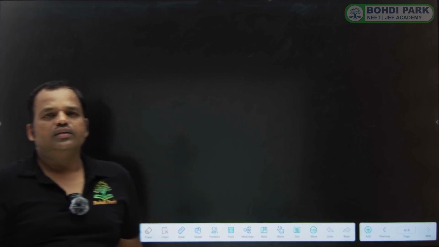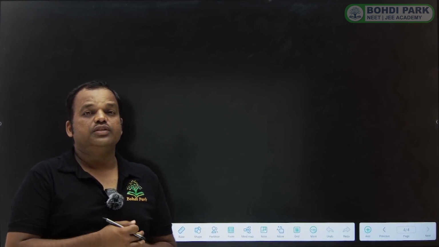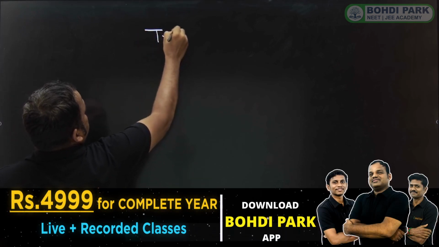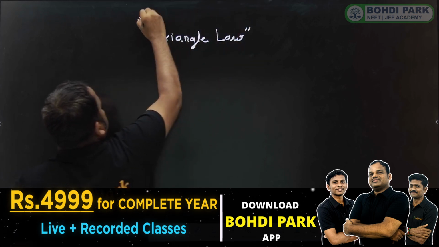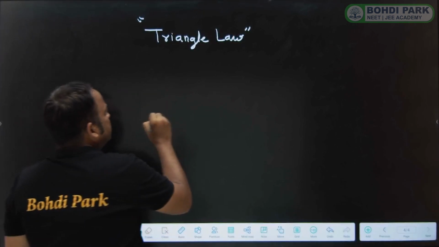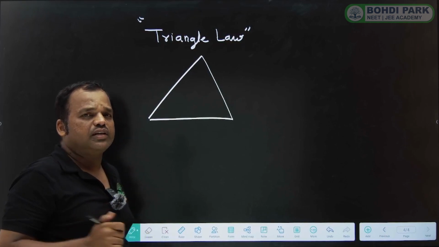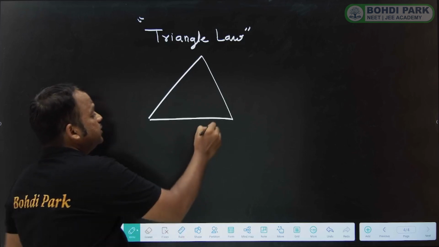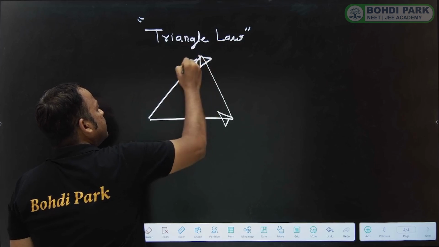Let's do another short trick series in vector itself, in which we will use triangle law. So in triangle law, we know that suppose the three sides of a triangle represent three vectors. So you have to look at the head of those three vectors. Suppose these are the heads of three vectors.